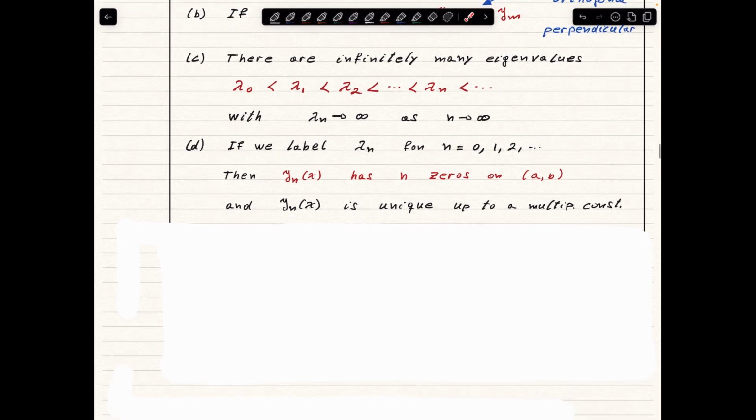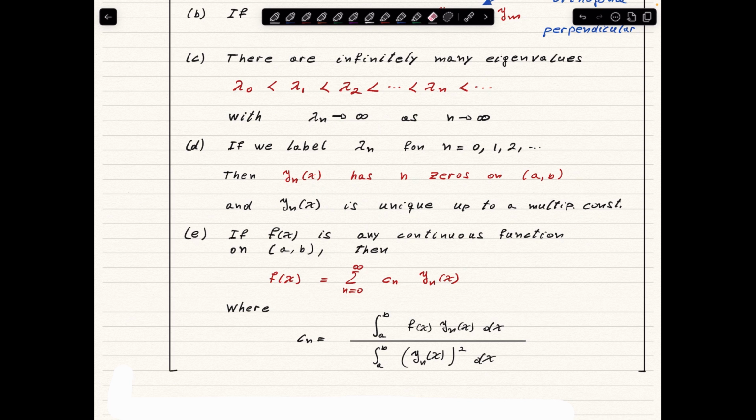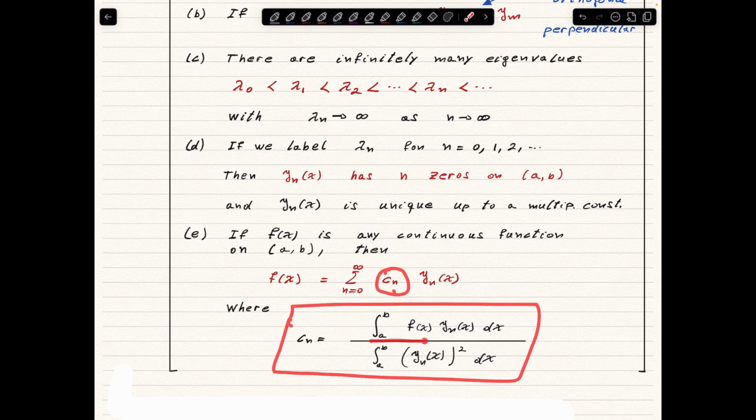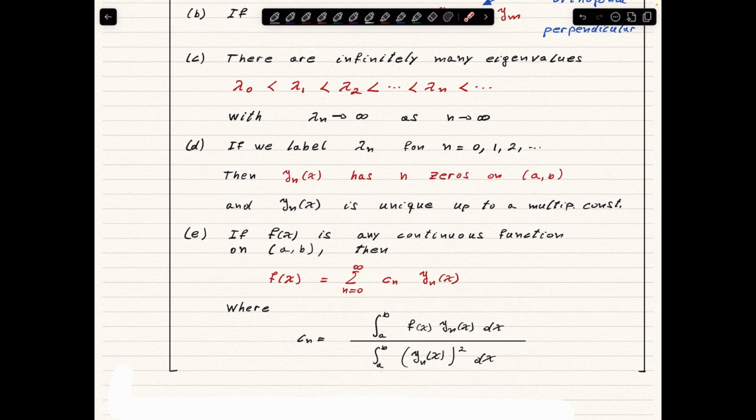And the last property, and one of the most important properties that we are going to study in the next class, is that if f of x is any continuous function on the same interval where we solve the eigenfunction problem, then this function f of x can be written as an expansion of coefficients times the eigenfunctions of the Sturm-Liouville problem. And we have a formula for the coefficients given by these integrals here, which again we are going to study in the next video.